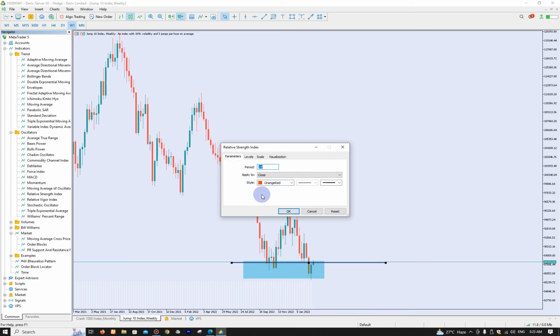Now on the period, I like putting my period on period 15. I like leaving it on HLC/3 price, and I give it a color of my choice.